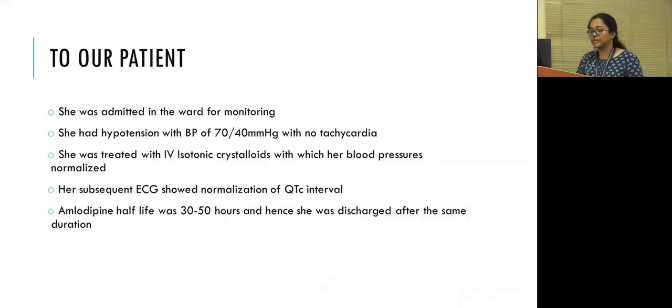Coming to our patient, because all her vitals were stable, she was admitted to the ward primarily for monitoring. But in the ward, she had hypotension with blood pressure of 70/40. There was no tachycardia. She was initially treated only with IV crystalloids, with which after 2 to 3 hours her blood pressure gradually normalized. Her initial QTc was 547, so we repeated ECGs, with which her QTc normalized. The amlodipine half-life is around 30 to 50 hours, hence she was admitted for monitoring for the same duration, and she was discharged after that.